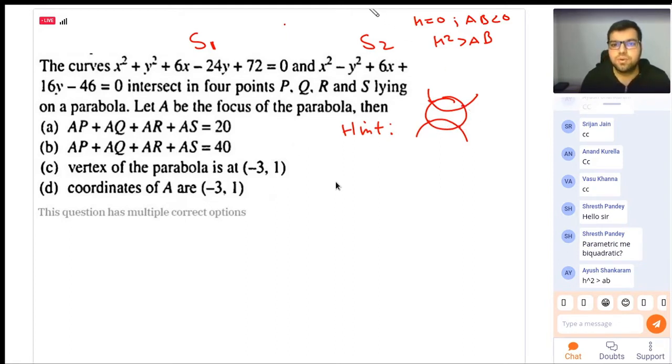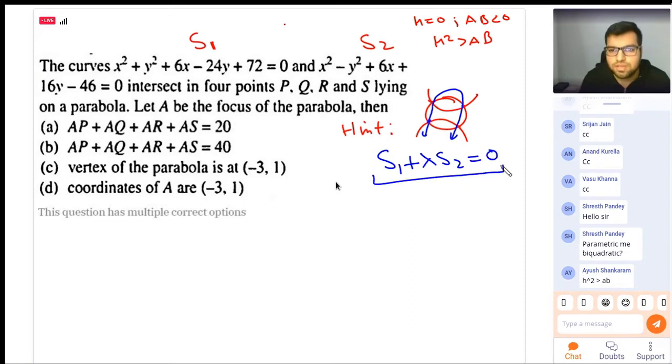Okay, so we will try to draw a parabola like this. Somehow the figure should look like this. I will draw a neater figure, but this is for the hint. Now we know that any curve passing through the point of intersection of these two curves will satisfy the equation S1 plus lambda S2 equals 0. So form this equation first and then put the condition for parabola.